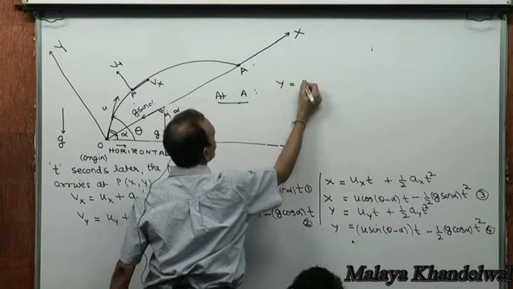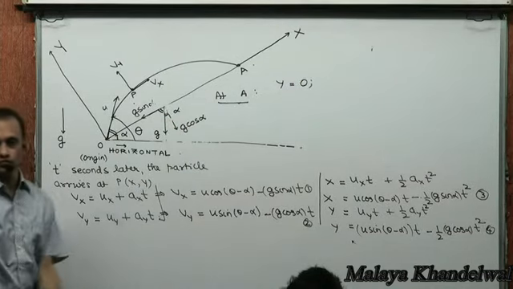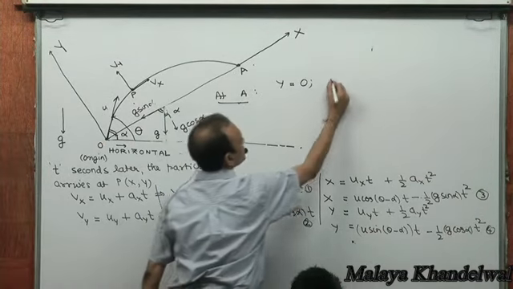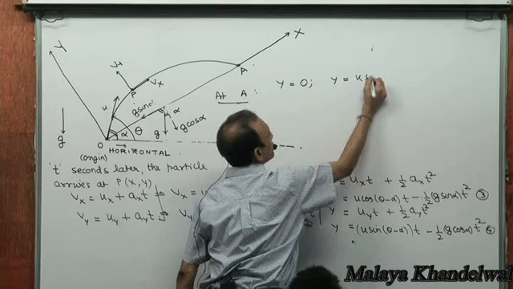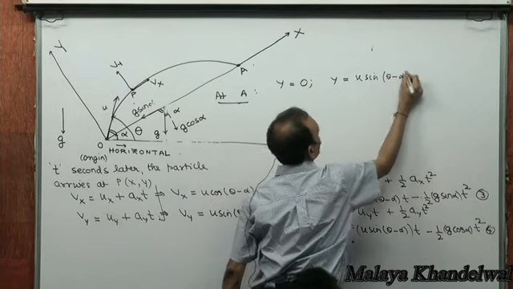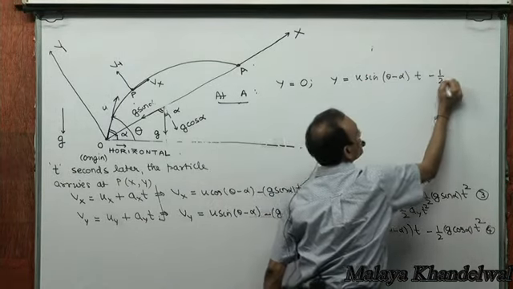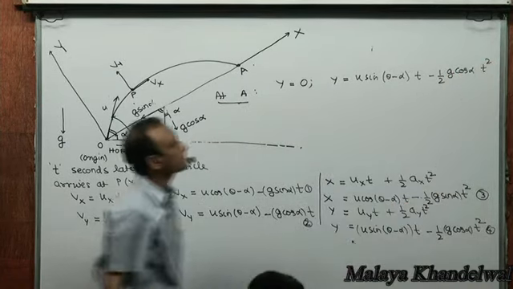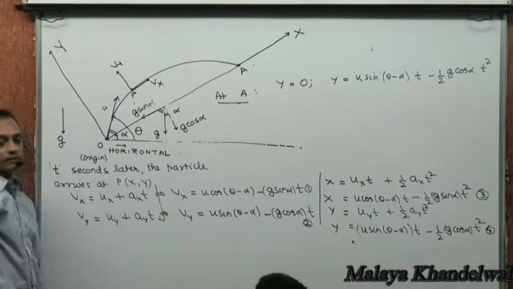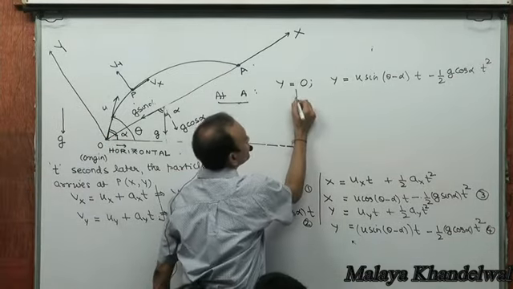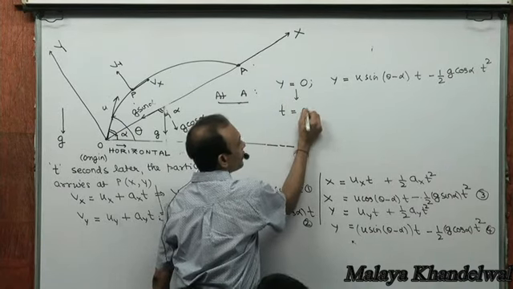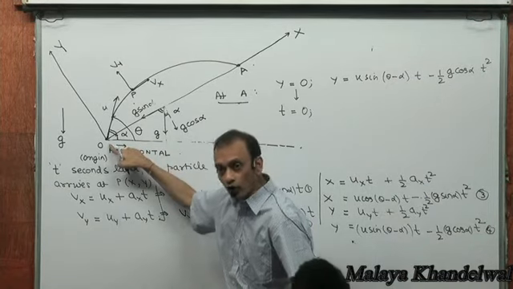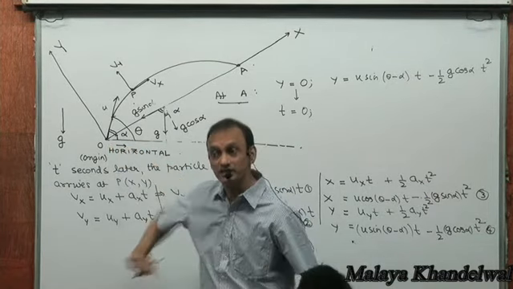At A, y becomes 0. So I have this equation, y equals u sin(theta minus alpha) times t minus half g cos alpha times t squared. Now if you plug in y equal to 0, you get two values of t. One of the values of t will be 0, which happens at O. At O, y is 0 and t is 0. That's one instant of time.